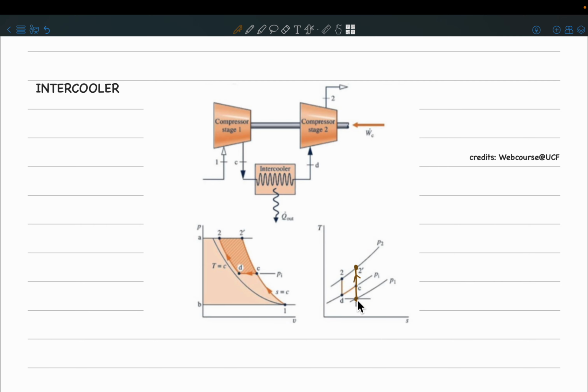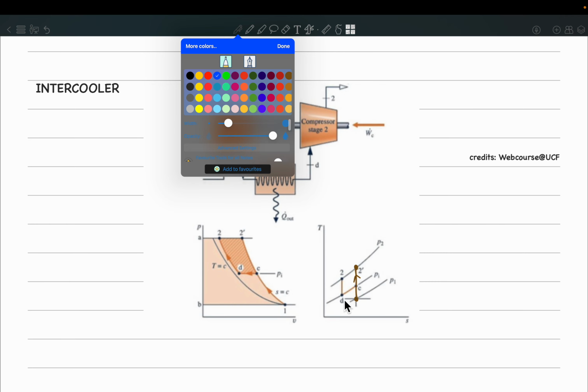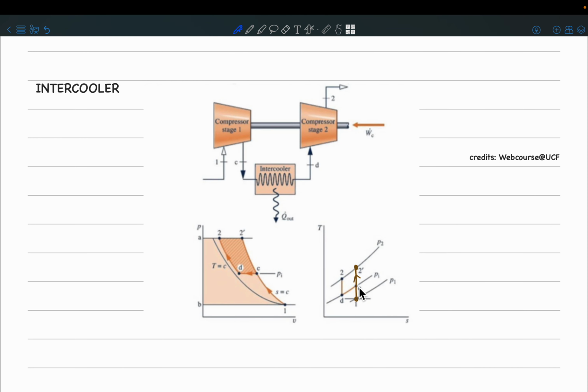Now instead what we do by using an intercooler is we start from this state 1 and then we go to this state C, that is after the first compressor. Okay, so compressor 1 has done its job, it has increased the temperature and also the pressure, and then using this intercooler we basically lower down the temperature at constant pressure. So you can see that on this constant pressure line we are decreasing the temperature, and then from here the temperature will increase due to compression in the second stage of the compressor.